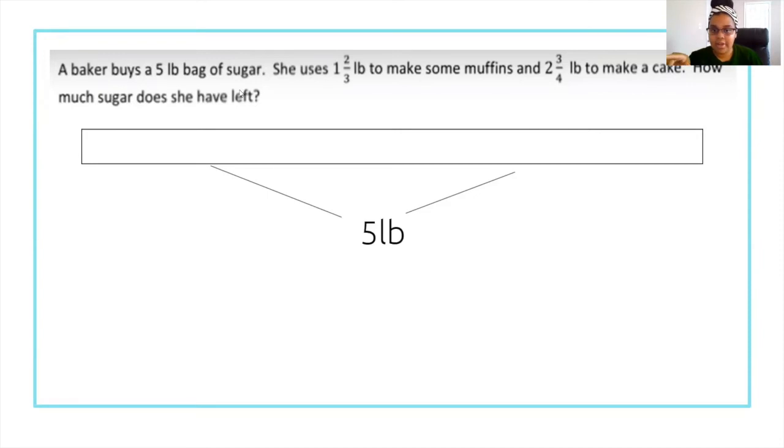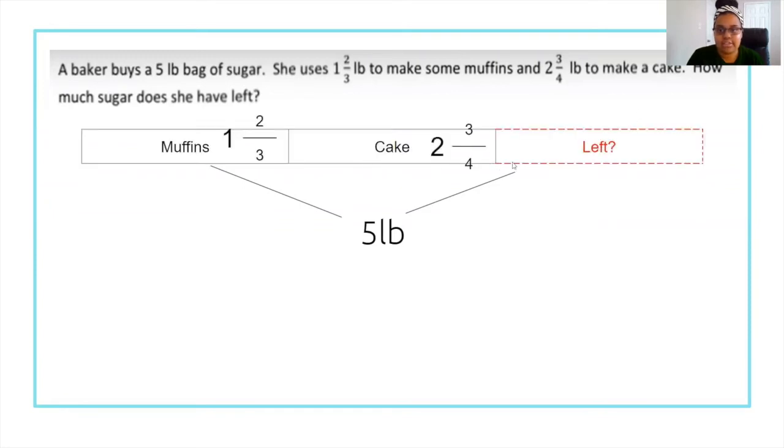So when I make my tape diagram, I want to make sure that this entire bar represents 5 pounds because that's how much the bag of sugar that she bought was. So go ahead and on your paper or on your dry erase board, make your bar, make your tape diagram, and we know that the whole thing represents 5 pounds. Now, although she bought a bag that was 5 pounds, she used some of that sugar. She used 1 2/3 to make some muffins. She used 2 3/4 to make a cake. And we're trying to figure out how much sugar she will have left.